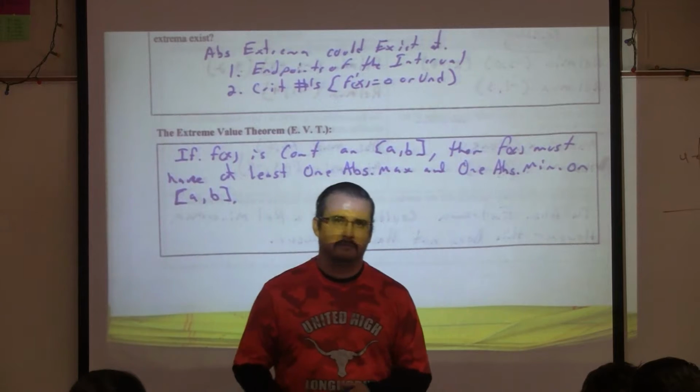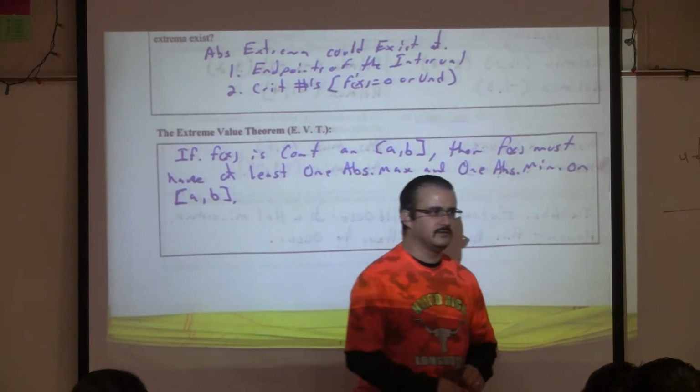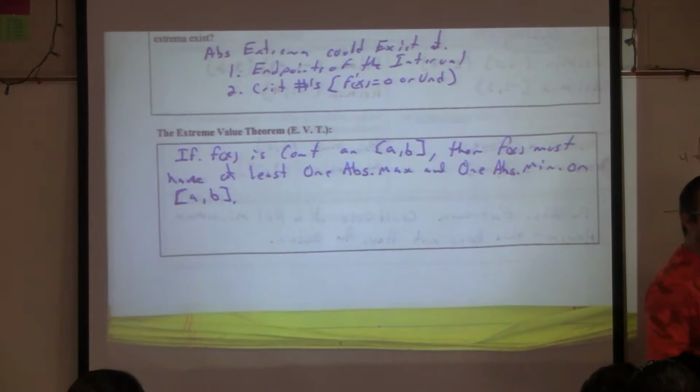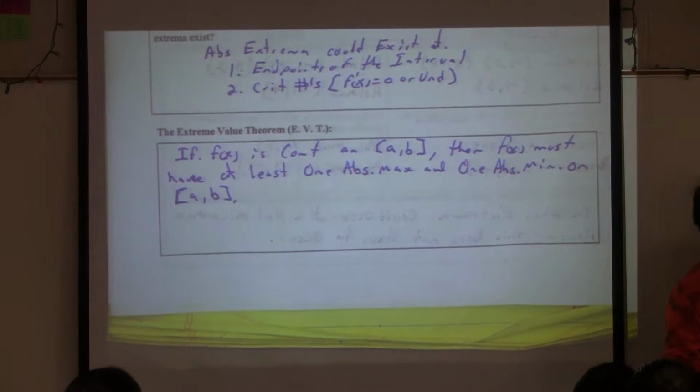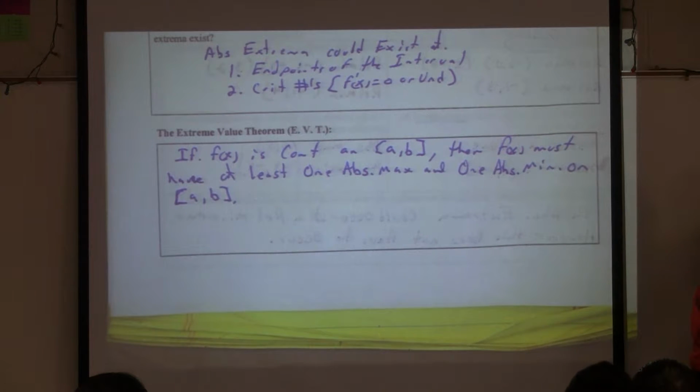What if I had a square root function? Where would that not be continuous? When the inside starts negative. So let's say I have the square root of x. Where's the square root of x not continuous? When x is negative, from negative infinity to 0. Is 0 included? No.